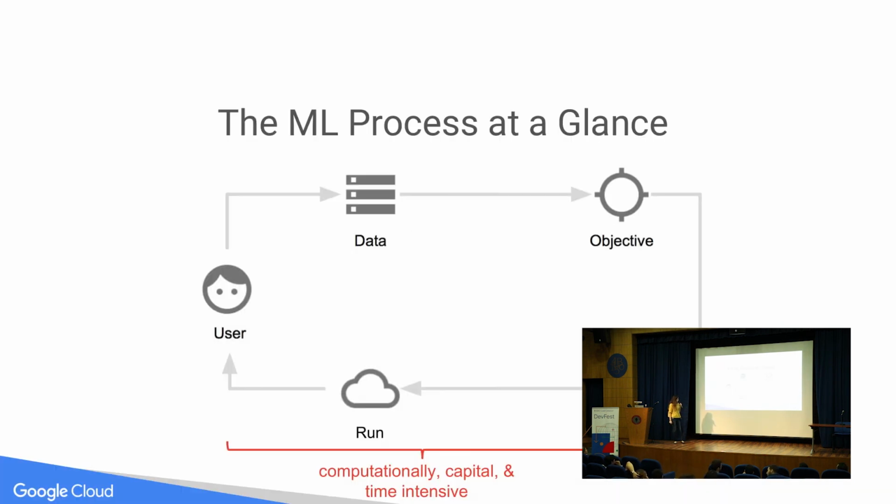Why do we need TPUs? As you can see, this is the ML process that we have at a glance. We have a user, we have the data, we have the objective, we want to train the model, and then we want to run it. Between the training and the running, it is very computationally and time intensive. And when we say time intensive, it also has downfalls. Why?